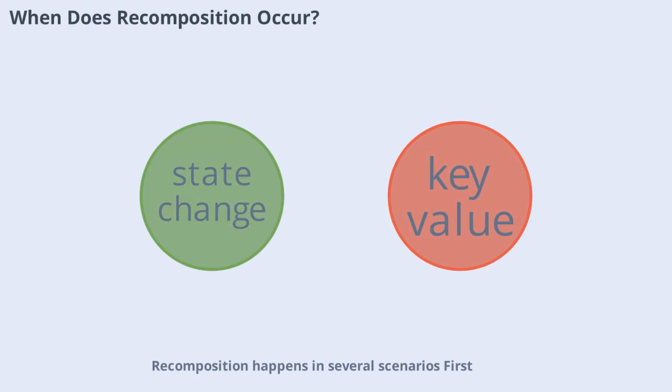Recomposition happens in several scenarios. First, when state variables created with mutableStateOf change, any composable reading those variables will recompose. Second, if a composable function has parameters and those parameters change, recomposition is triggered. Third, when a composable with a key value detects a change in the key, it recomputes that specific instance. By understanding these triggers, you can better control when and how your UI updates, preventing unnecessary recompositions and improving performance.